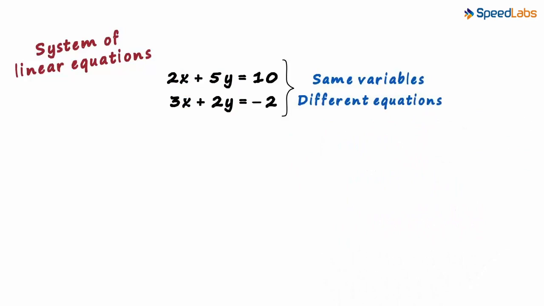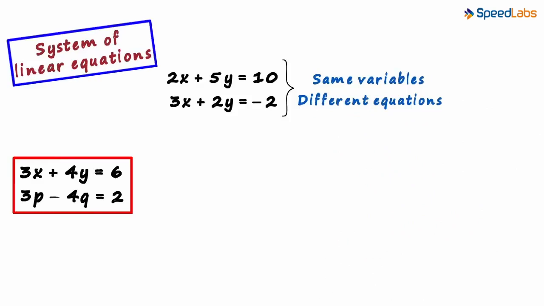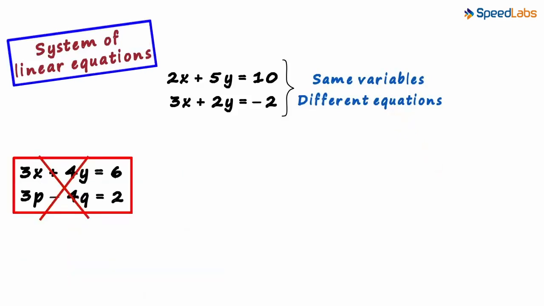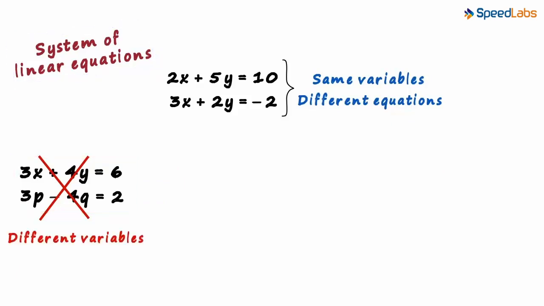In this context, what does different mean? Let us take a few examples to understand the conditions better. Here's our first example. Do they form a system of linear equations? Look at the conditions and think about it. No, they do not. These two equations do not form a system of linear equations since both the equations have different variables. The first equation has x and y, and the second equation has p and q as its variables.